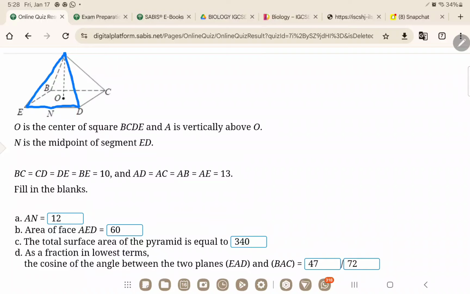Wait, let me just see something. Let me draw it with another color. B, A, C. They want the angle between these two triangles. So what they're practically asking you for is the angle between the two midpoints of these triangles. What they're asking you for is this angle. So they're asking you for this triangle that we just drew.